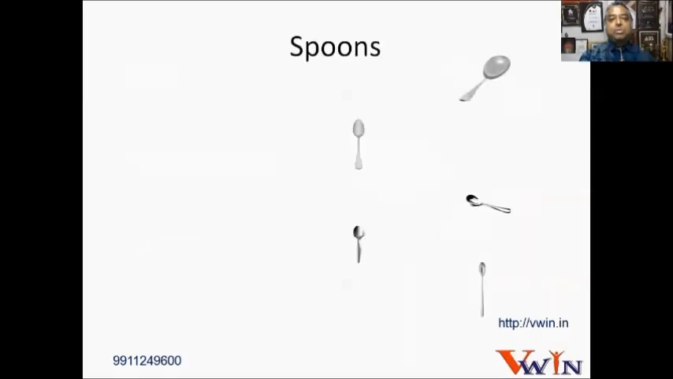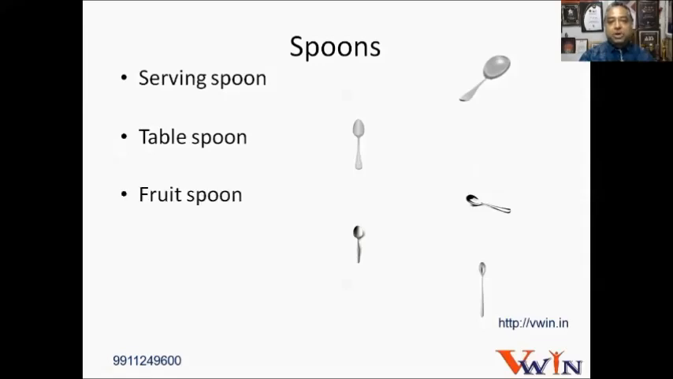Now let's talk about various types of spoons. First one is serving spoon, having a large cup you can see so that it can contain a good amount of food to serve. Second one, which is smaller than the serving spoon, is tablespoon, and it is used to take the food item from your own dinner plate and eat. Third one is fruit spoon. It is little elongated, you can see, so that it can cut the fruits and you can eat properly.